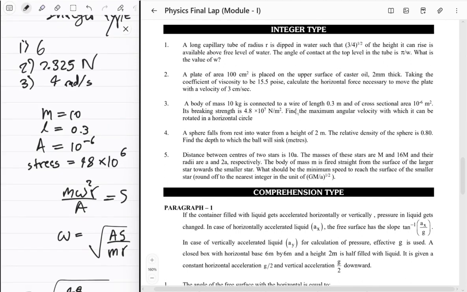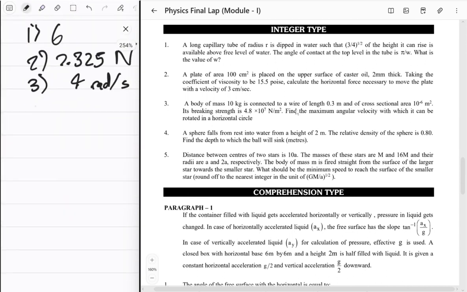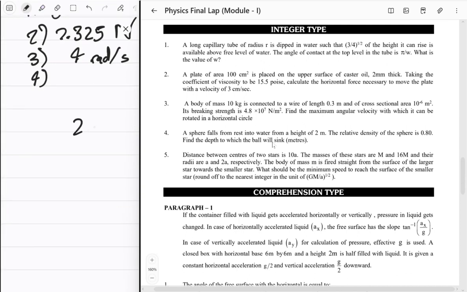वो तुम्हें किस यूनिट में चाहिए वो मुझे पता नहीं, but I'm gonna give you in these units. Okay, next question. 4th. A sphere falls from rest into water at height 2 meter. The relative density of sphere is this thing. Find the depth to which the ball will sink. Once again अपन ये already कर चुके हैं, like 2 times. Right? कैसा होता है वो?